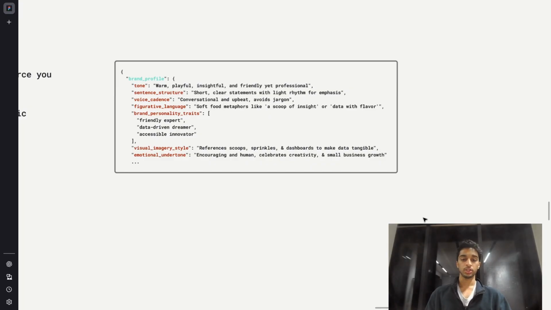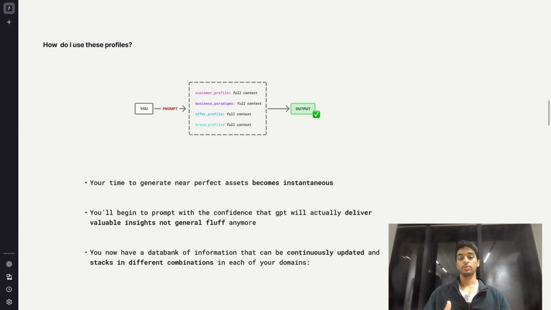Voice cadence, so conversational, short, clear statements. Another cool thing you can do is actually carry over personality traits from famous people within your niche and your industry. And you can carry multiple personas of these real people who have done real impact and then bring it over into your brand profile to use. Now that you have a very good idea of how to actually compile these profiles into a set of input, prompt, and then output, this is a very useful tool to just generate instantaneously.